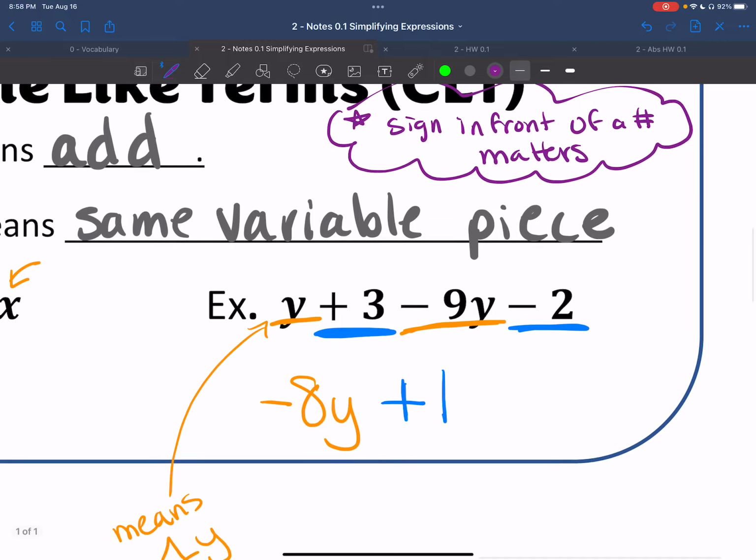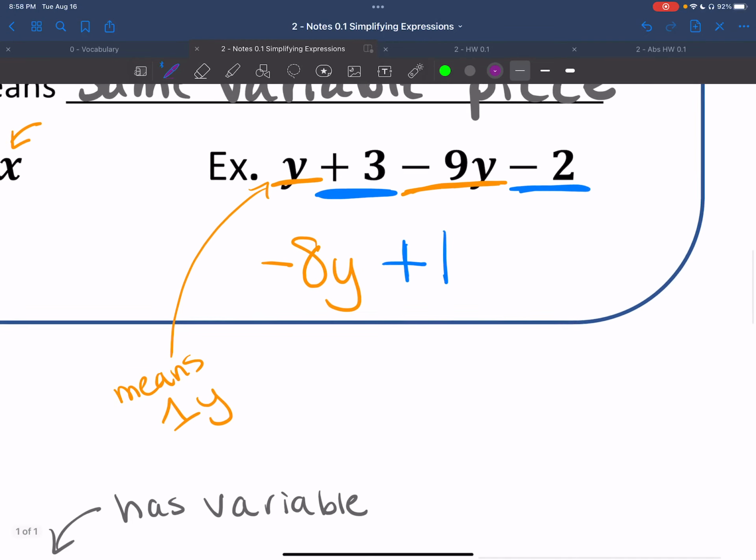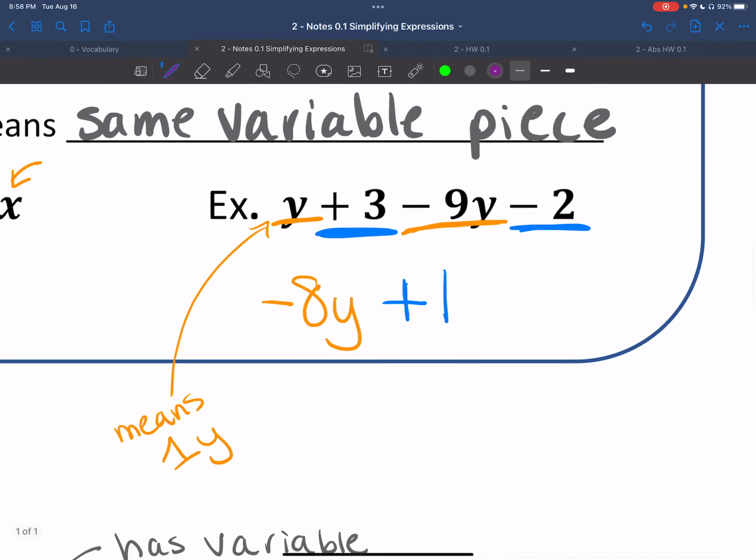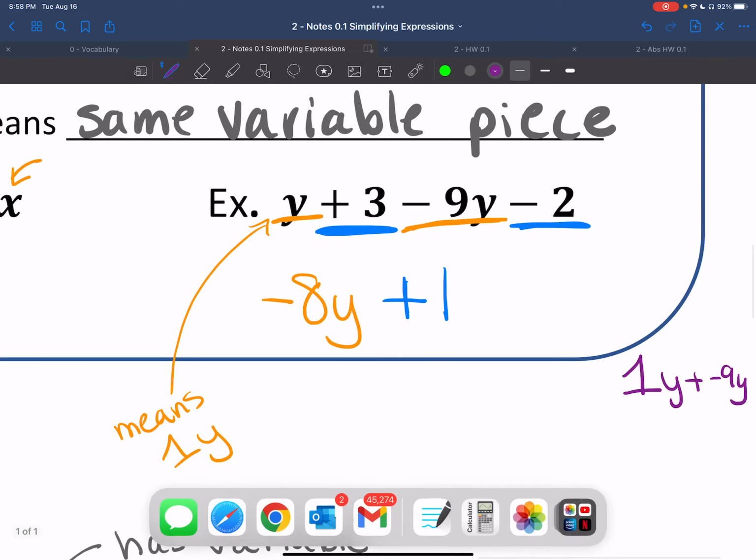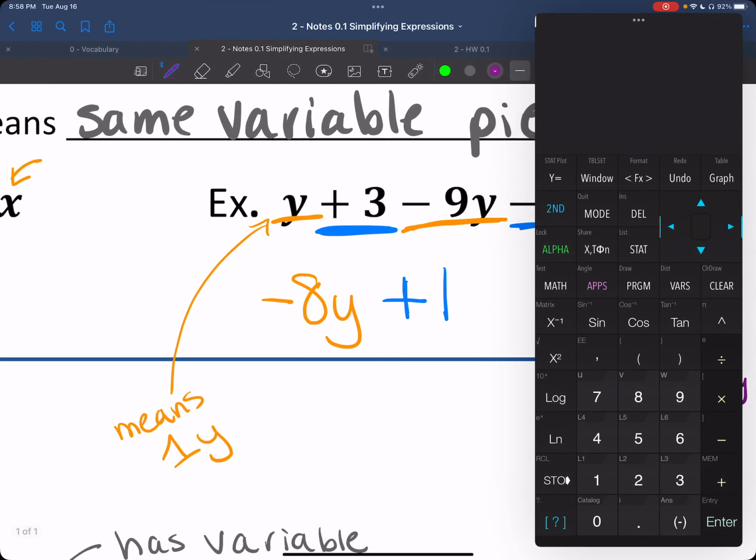So, if you're like, how does a 1y plus a -9y make a -8y? Because if I rewrite this on the side, well, let's just check with a calculator here. If I have a 1 plus a -9, that gives me that -8. That's how I get my -8y.